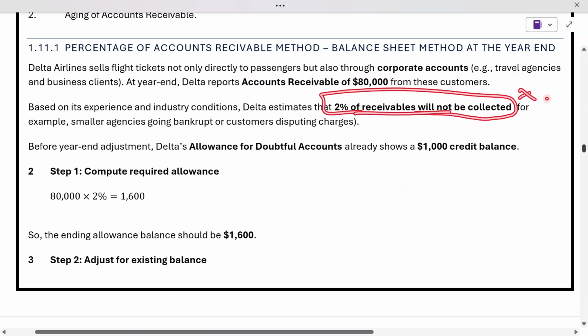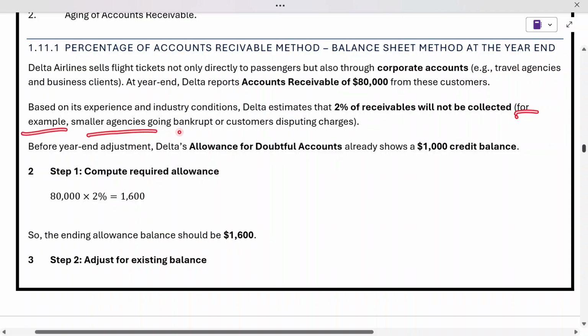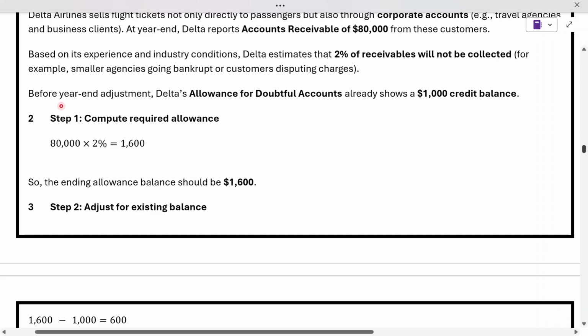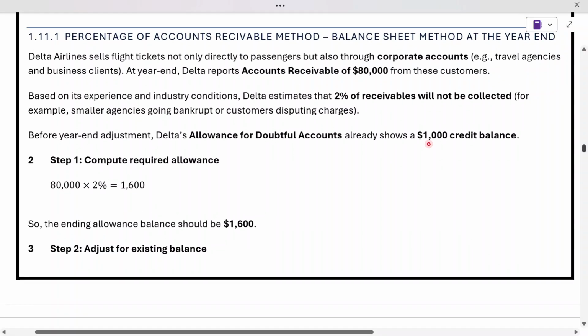These 2% won't pay you the money. For example, smaller agencies going bankrupt or customers disputing charges. There may be situations like that, right? So before the year-end adjustment, Delta's allowance for doubtful debts already shows a $1,000 credit balance, right? Now you know that this company already has $1,000 in their allowance account.